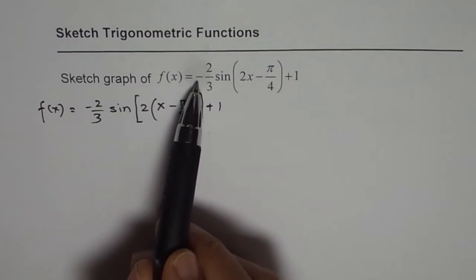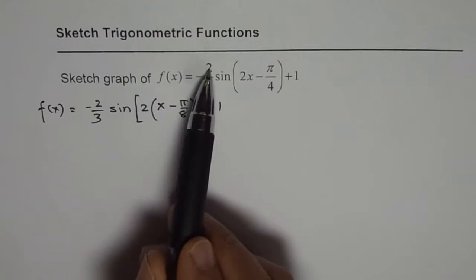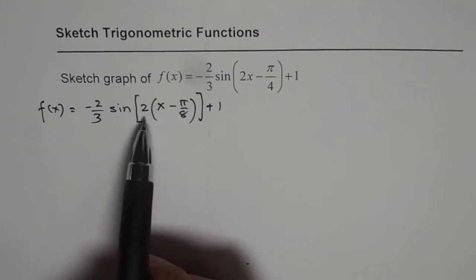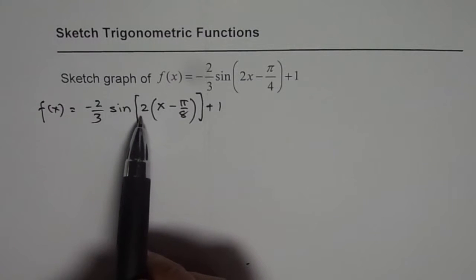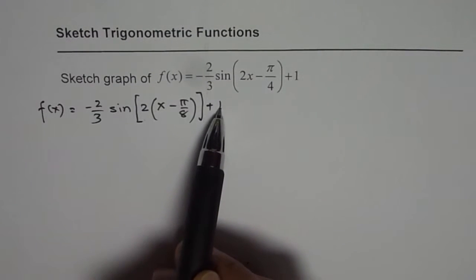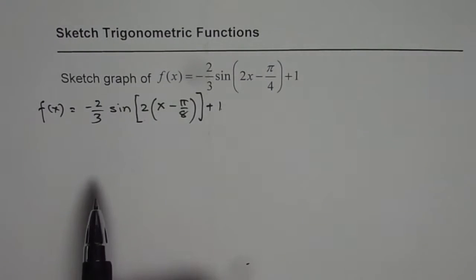Now minus is a reflection on the x-axis. 2 over 3 means vertically compressed by a factor of 2 over 3. The value of k is 2, that means horizontally compressed by a factor of half, so the time period is not 2 pi but pi. Minus pi by 8 is translated pi by 8 units right, and 1 unit up. That's the vertical translation, right?